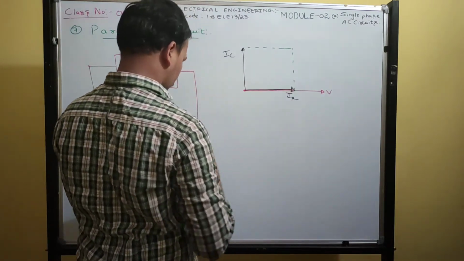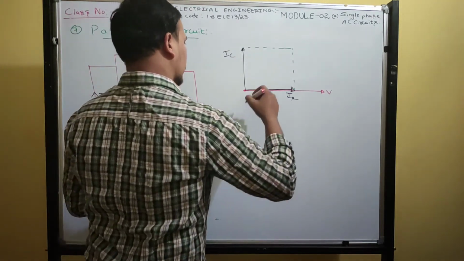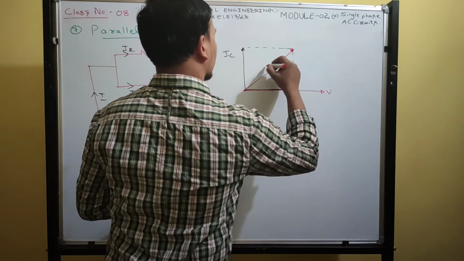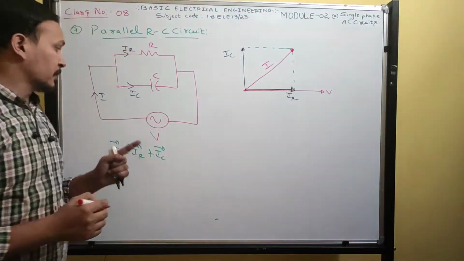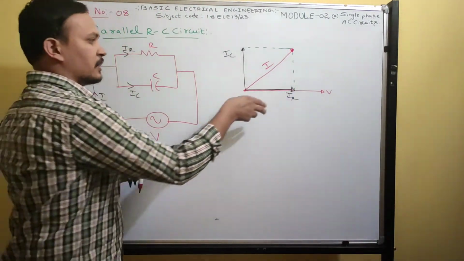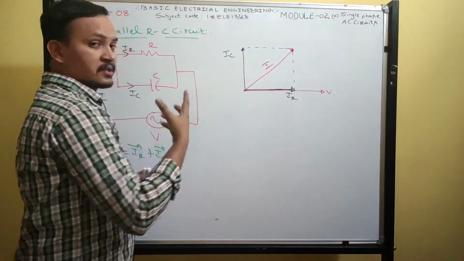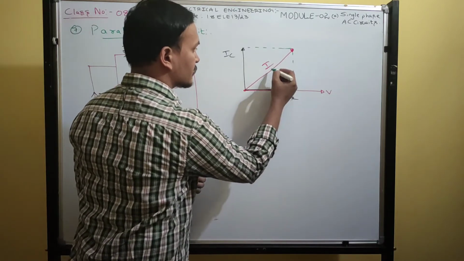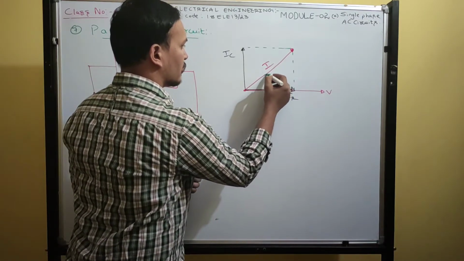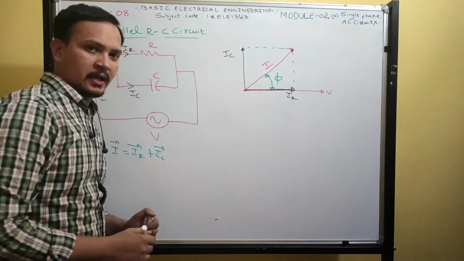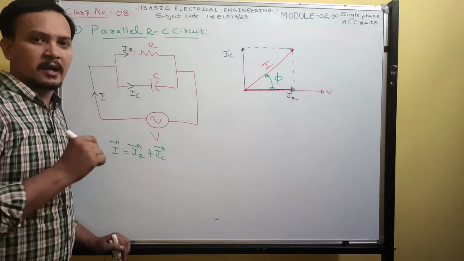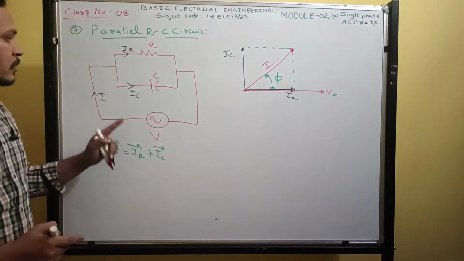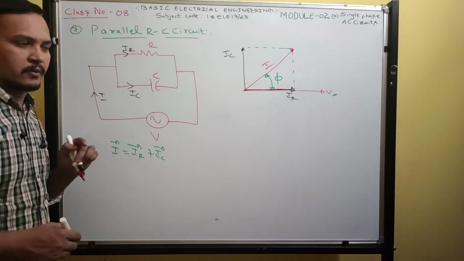Joining these two vectors, you will get a resultant current. That current is I, nothing but the supply current. The vector addition of IR and IC will give the resultant current. What is the angle between voltage and current? That is called the power factor angle or phase angle. Got it? So this is the phasor diagram for the parallel RC network.